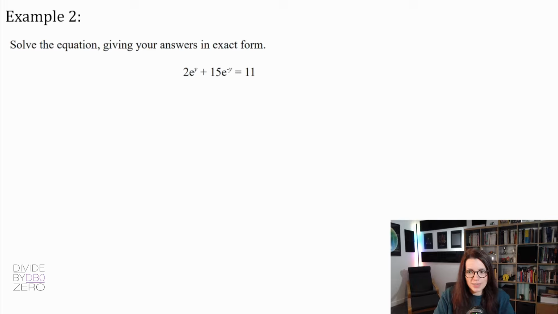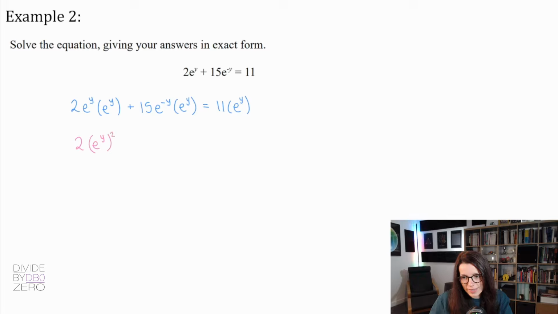Example 2. Solve the equation giving your answers in exact form. 2e to the power of y plus 15e to the power of minus y equals 11. Questions like this, you need to do something really specific. We're going to multiply every term in this equation by e to the power of y. That might seem random at first, but I'll show you why. When we do this, we get 2e to the power of y squared, and then just 15 on its own, because these two terms cancel each other out. If you think about your power laws, e to the power of minus y times e to the power of y is just e to the power of 0, which is 1, equals 11e to the power of y.